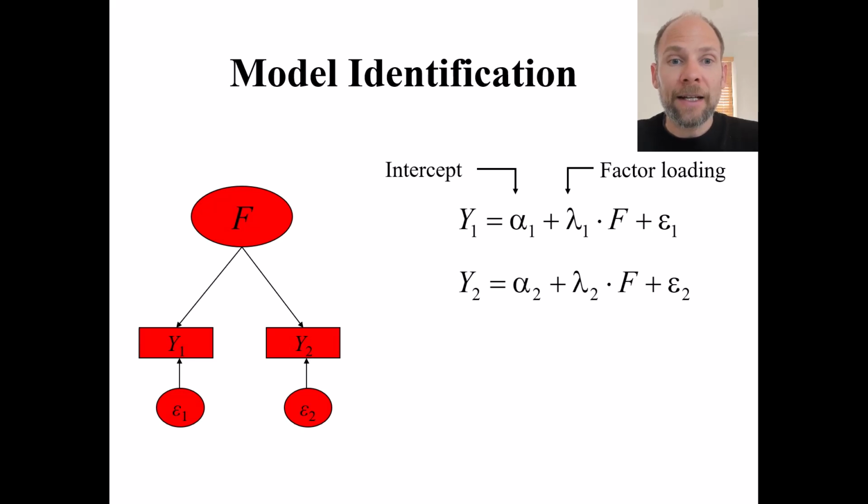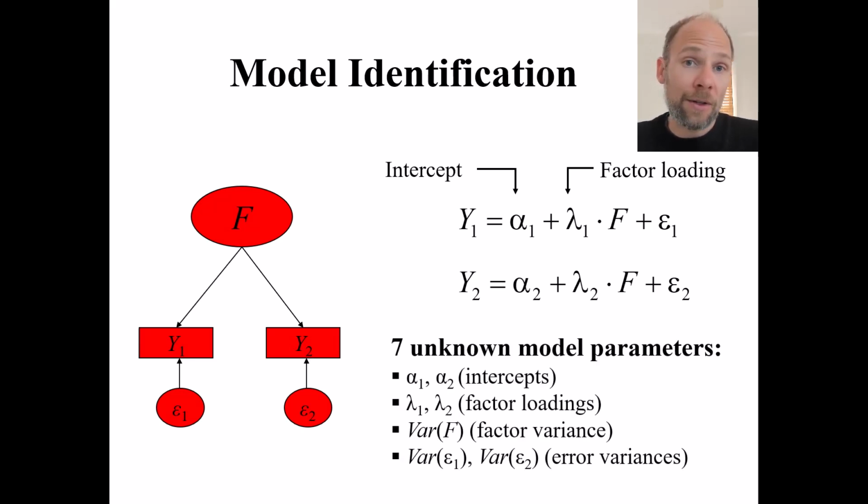So next, let's take a look at the list of all model parameters that are to be estimated in this simple factor model. Even though this is a small model, it already has 7 unknown, or we sometimes say free or freely estimated, model parameters. We have the intercepts, alpha 1 and alpha 2. We have the factor loadings, lambda 1 and lambda 2. We have the factor variance, and we have the error variances, variance epsilon 1 and epsilon 2, that we estimate as part of this model. So notice that for the variables in the model, f and epsilon, we estimate variance parameters. And so that's already a pretty long list of unknown model parameters for a small model.